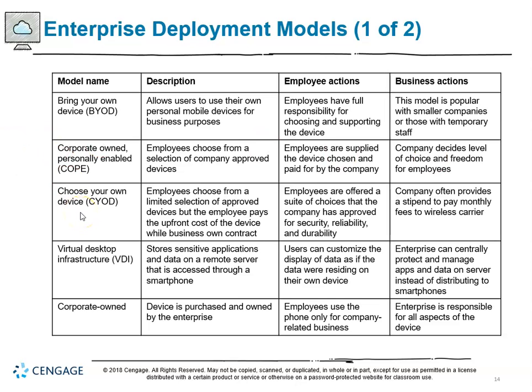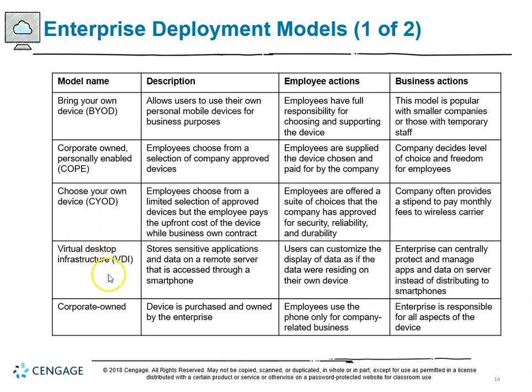In the middle of the spectrum, we have choose your own device. This is where employees choose from that limited selection of approved devices, but now the employee pays the upfront cost of the device while the business owns the contract. So it's again a suite of choices the company's approved for security, reliability, and durability, and the company kicks in a stipend to pay the fees for it.